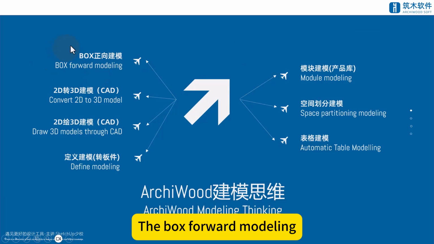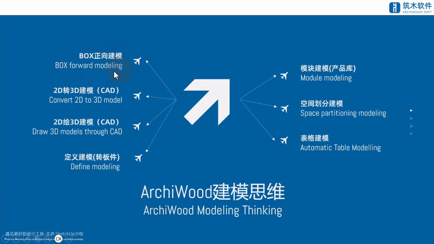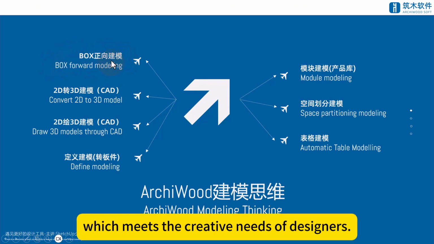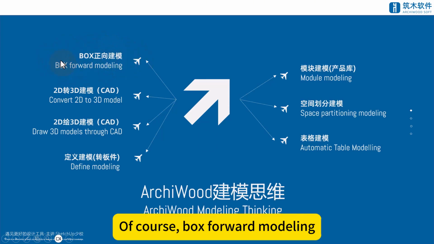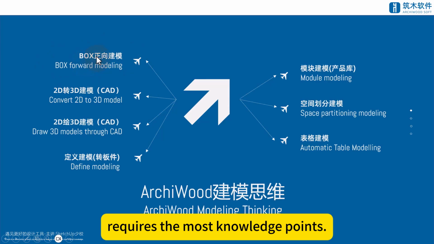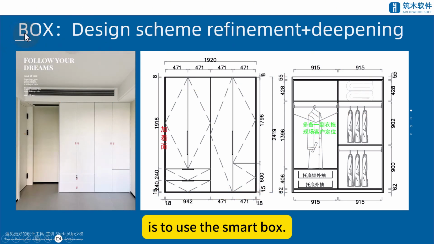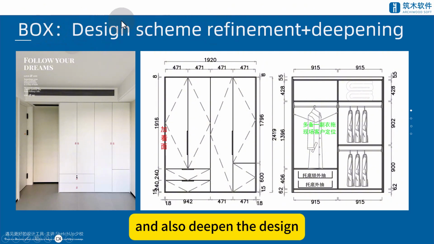Box forward modeling does not use any CAD drawings. In SketchUp, we directly create three-dimensional models, which meets the creative needs of designers. Of course, box forward modeling requires the most knowledge points. An important part of using it is the smart box. Through the smart box, we can complete the design refinement and also deepen the design to meet our production needs.